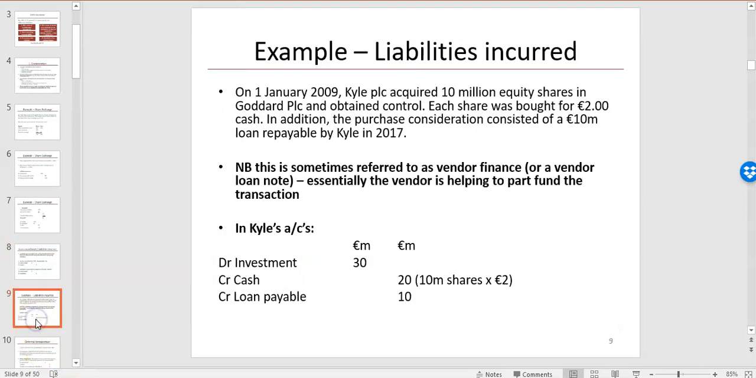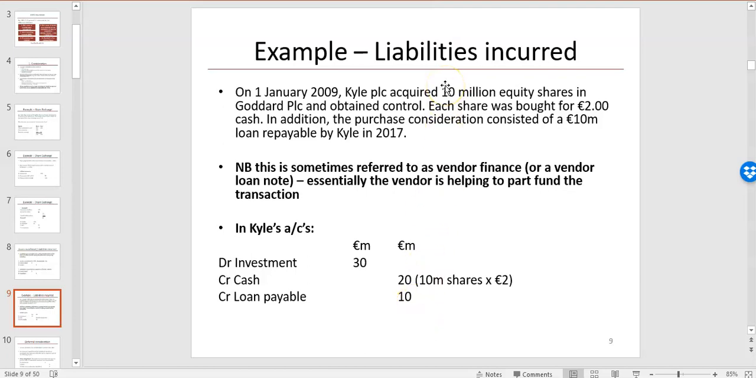The other two main ones we wanted to focus on is, and we'll give you an example here first, of the liabilities of a type of debt. For example here, 1st of January 2009, Kyle acquired 10 million shares in Goddard and obtained control. Each share was bought for €2 cash. In addition, the purchase consideration consisted of a 10 million loan repayable by Kyle. Now this is often called vendor finance. Essentially what's happening here is the vendor, the seller, i.e. the owners of the subsidiary, are giving a loan to the buyers because they're willing to delay receiving some of the consideration for, in this case, 8 years. But that still forms part of the consideration.